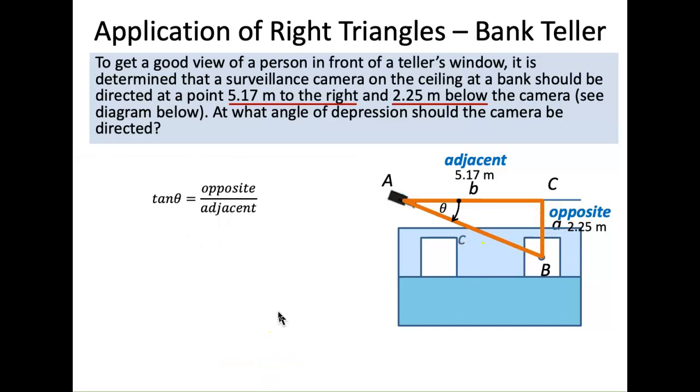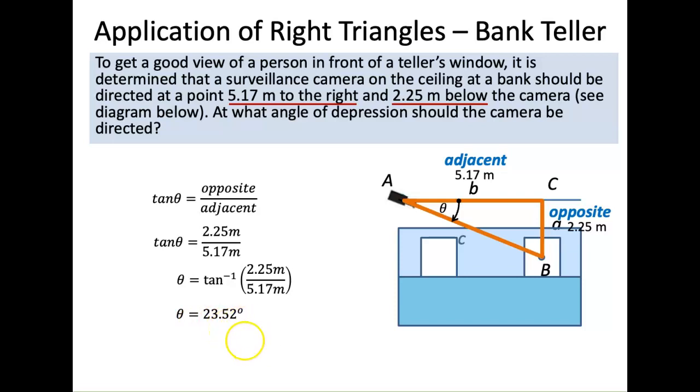So we're going to set up our equation. The tangent of angle theta, that small angle A, is equal to the opposite side, which is 2.25 meters, over the adjacent side, 5.17 meters. And since the tangent of an angle is equal to that ratio, to find the angle, we need to take the inverse tangent. Want to make sure our calculator is still in degree mode when we do this because we're looking at angles in a triangle. And when we do that, we end up with 23.52 degrees. So that angle theta has to be 23.52 degrees.